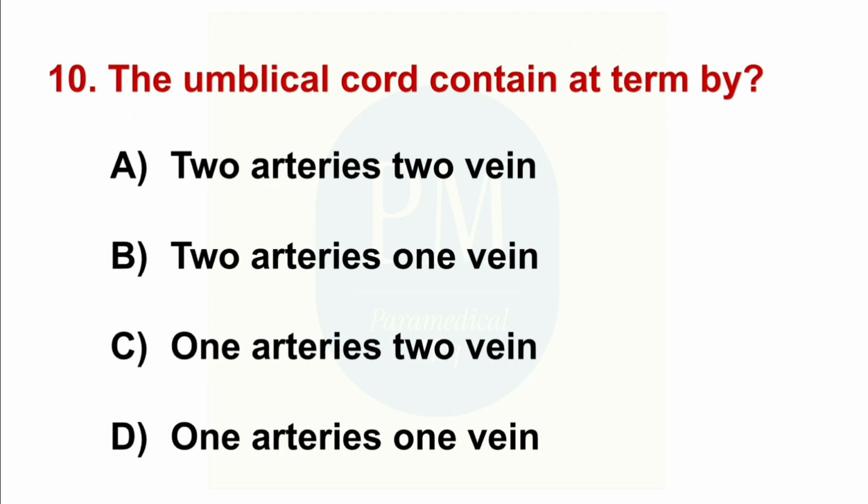The umbilical cord contains at term: option A: 2 arteries, 2 veins. Option B: 2 arteries, 1 vein. Option C: 1 artery, 2 veins. Option D: 1 artery, 1 vein. The correct option is option B: 2 arteries, 1 vein.